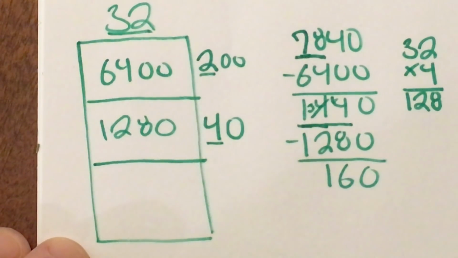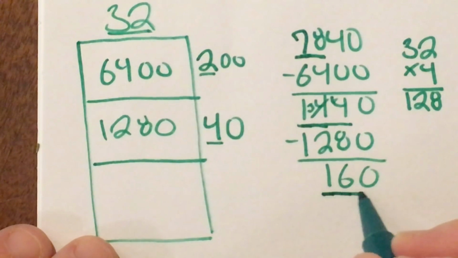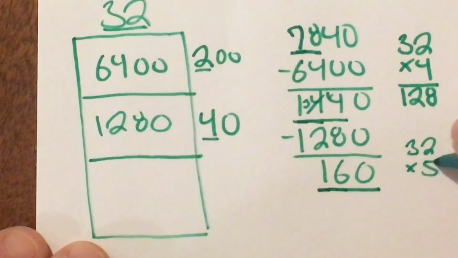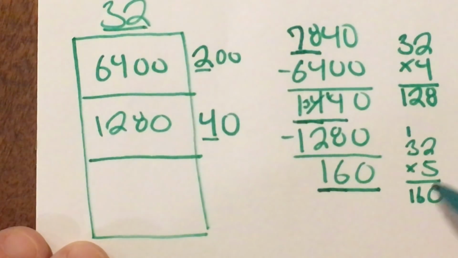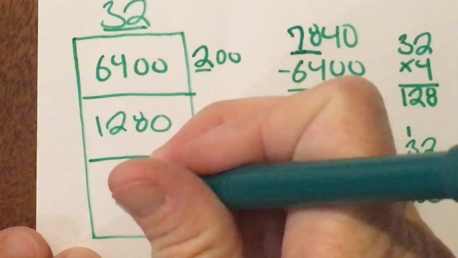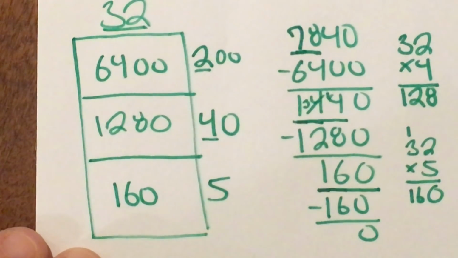I'm getting 160. Okay, well here's the nice thing about not erasing your side work. I know that 32 can't fit into 1, can't fit into 16, but it can fit into 160. And I know it's going to be more than 4, so let's try what 32 times 5 is. 5 times 2 is 10, carry my 1. 5 times 3 is 15 plus 1 is 16. So it's 5 times, and it's 5 because there's no extra numbers.